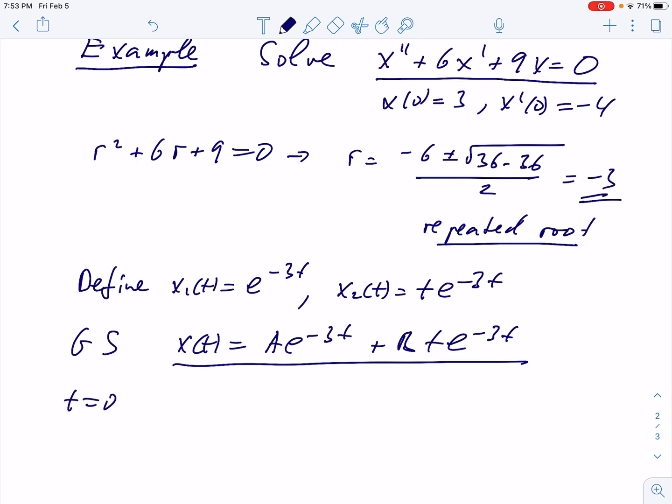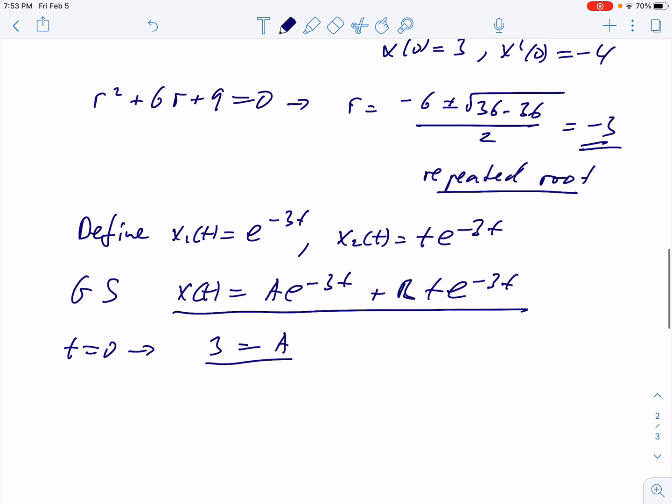Remember, we have initial conditions. When t equals 0, x0 is 3. So we put in this general solution t equals 0, and x0 will be 3 on the left side. When t is 0, exponential is 1, and this is just a, because of t, the second term will be 0. So we found a. Excellent.